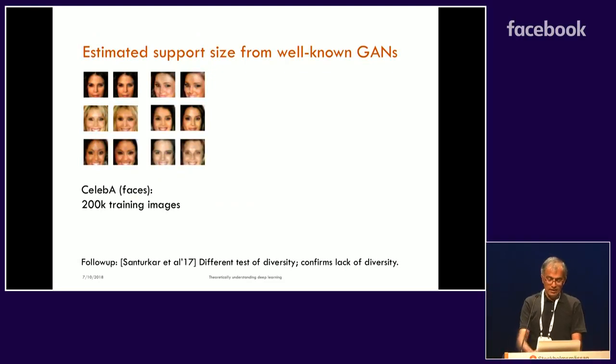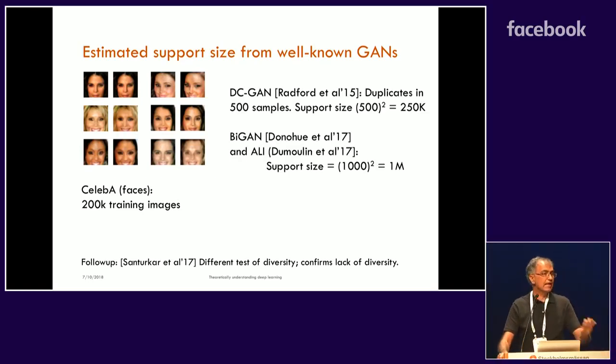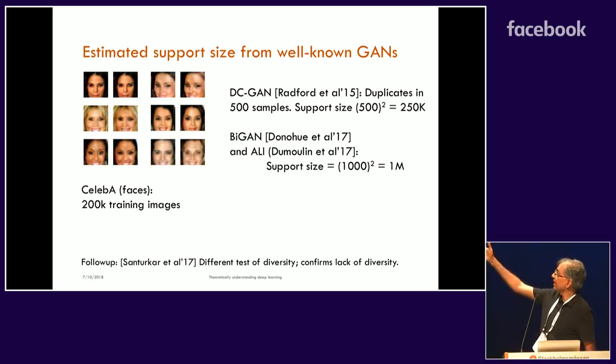And so here are the estimated support sizes from well-known GANs. This is on CelebA, the celebrity faces data set, and DCGANs, so these were GANs from 2017 and earlier. With DCGAN, in 500 samples, you're quite likely to find duplicates, and these are some of the duplicates, which suggests a support size of 250K, which is good, but it's not as much as the diversity of human faces. And BiGAN and ALI had a support size of about 1 million.